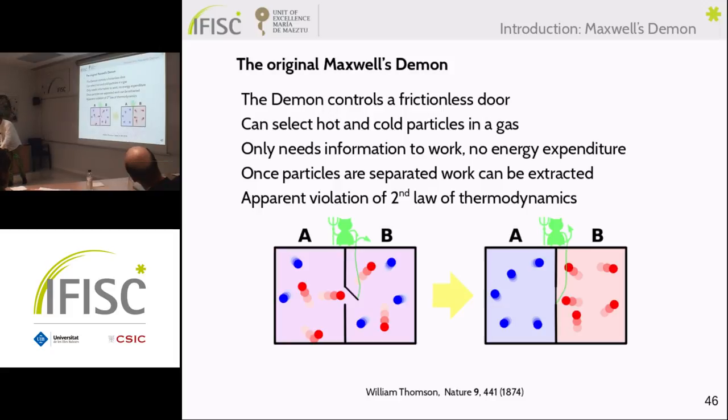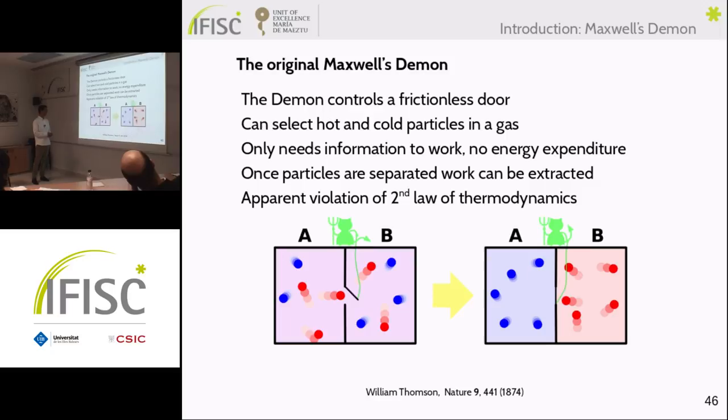So first of all, the classical Maxwell demon, or original Maxwell demon, is just a being that controls a frictionless door that's between two chambers of the same equilibrium gas. And this demon is very smart, and it can separate hot and cold particles in this system without spending any energy. So after some iterations, it's able to separate the cold particles and the hot particles. So now we have a hot gas and a cold gas, so we are able to extract work from this. So in the end, what we have done is extracting work from an equilibrium gas, which is in contradiction with the second law of thermodynamics.